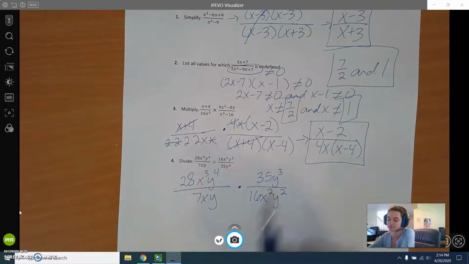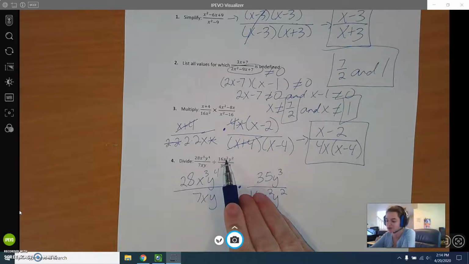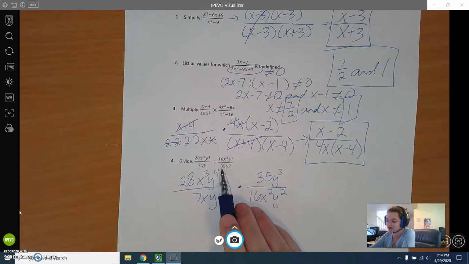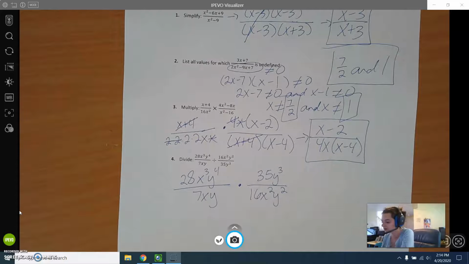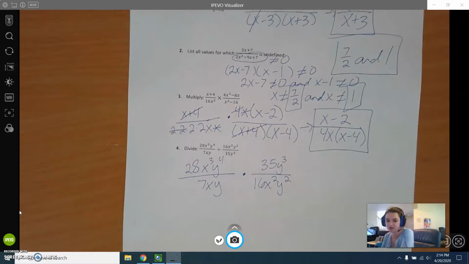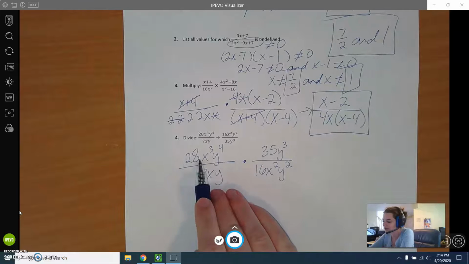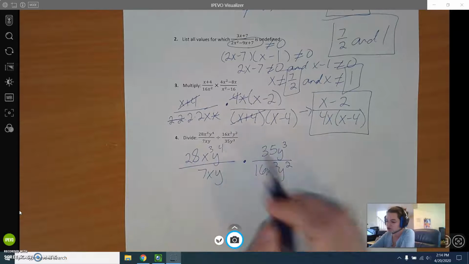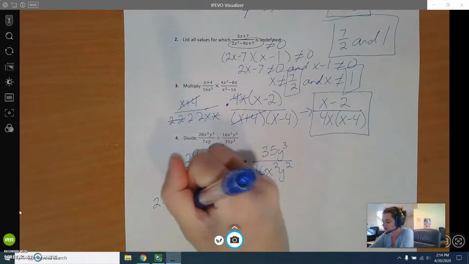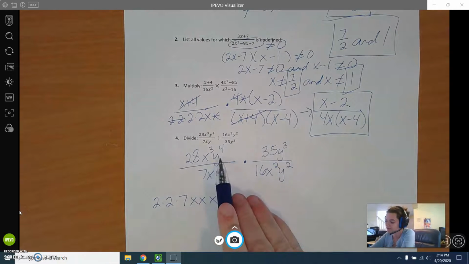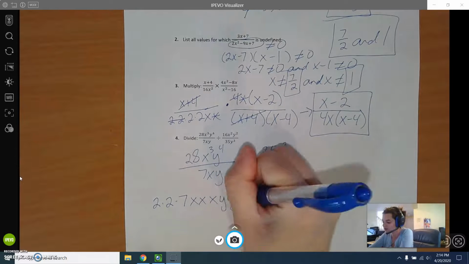It's doing the opposite operation. Instead of multiplying by the 16x squared y squared, we're going to divide by it. Instead of dividing by the 35y to the third, now we're multiplying by it. So that's what it is. It's the opposite operation. From here, it's going to look like number 3, except we have all monomials, so we're just going to expand everything out so we can see what we have. Okay? So the 28 is 4 times 7, and 4 is 2 times 2, so that would be 2 times 2 times 7. X to the third would be 3 x's multiplied together. Y to the fourth would be 4 y's multiplied together.